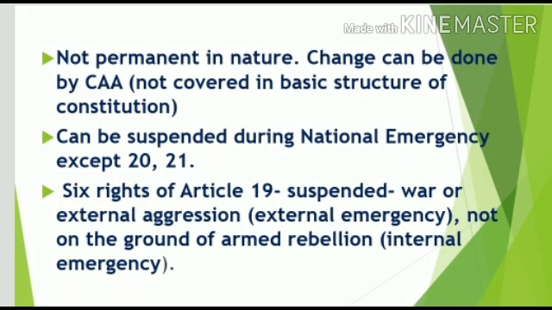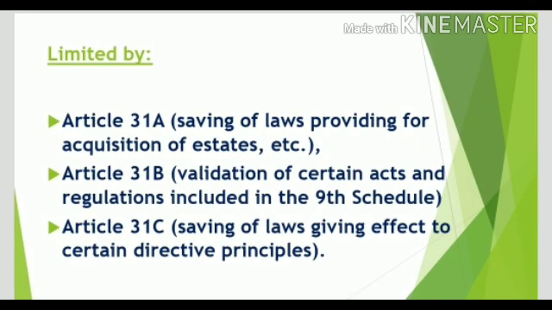Now, the six rights of Article 19 are suspendable only under an emergency declared on the ground of war or external aggression. That is an external emergency. If there is an external threat, then the six rights of Article 19 are suspended. But they are not suspended if it is an internal emergency, that is, on the ground of armed rebellion. So Articles 19 are suspended during an external emergency, while Articles 20 and 21 cannot be suspended even during an internal emergency. Now, these rights are obviously limited by Article 31A, which covers laws for acquisition of estates.